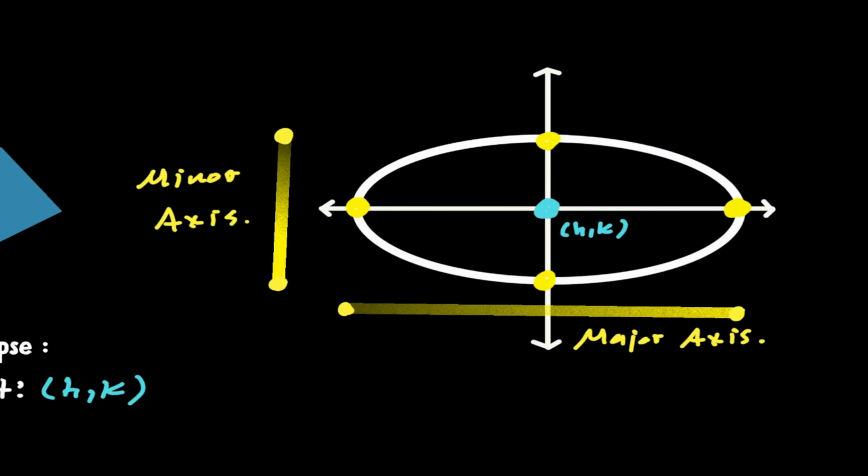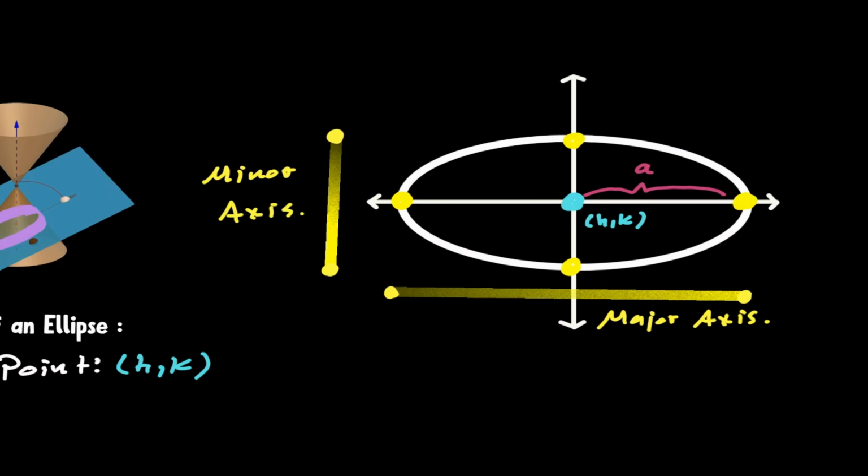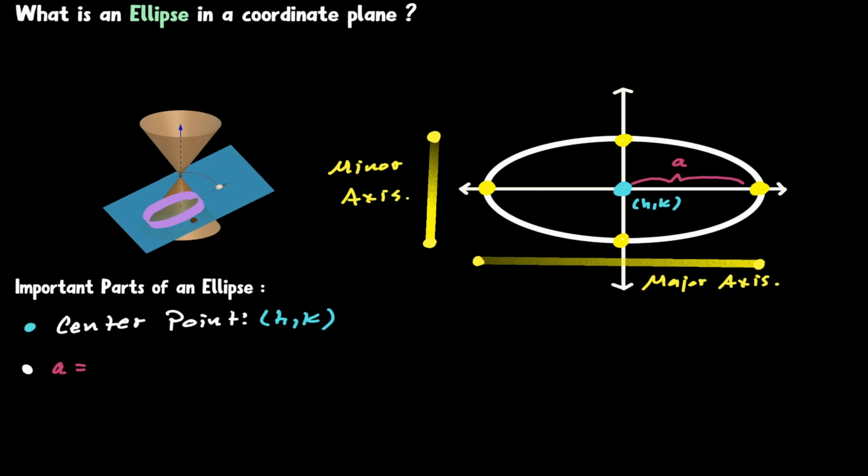The distance that we have from the center to one of the endpoints of the major axis, we will use the placeholder of the letter A. So I'm just going to say that this is half the length of the major axis. Ellipses are symmetrical, so whatever length we have to the right, we also have it to the left.